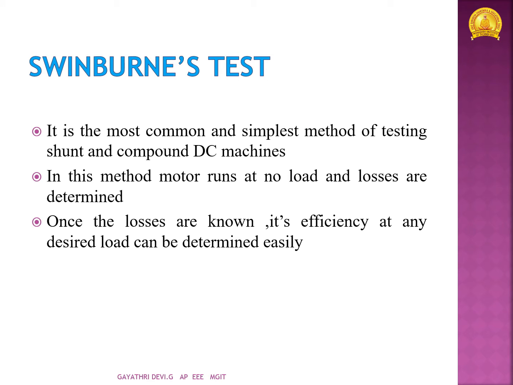As we said earlier, it is the most common and simplest method for testing shunt and compound DC machines. DC machine means DC motors. We are using this test for both the shunt motor and the compound motor. This method runs at no load and the losses are determined. Once the losses are known, its efficiency at any desired load can be determined easily.